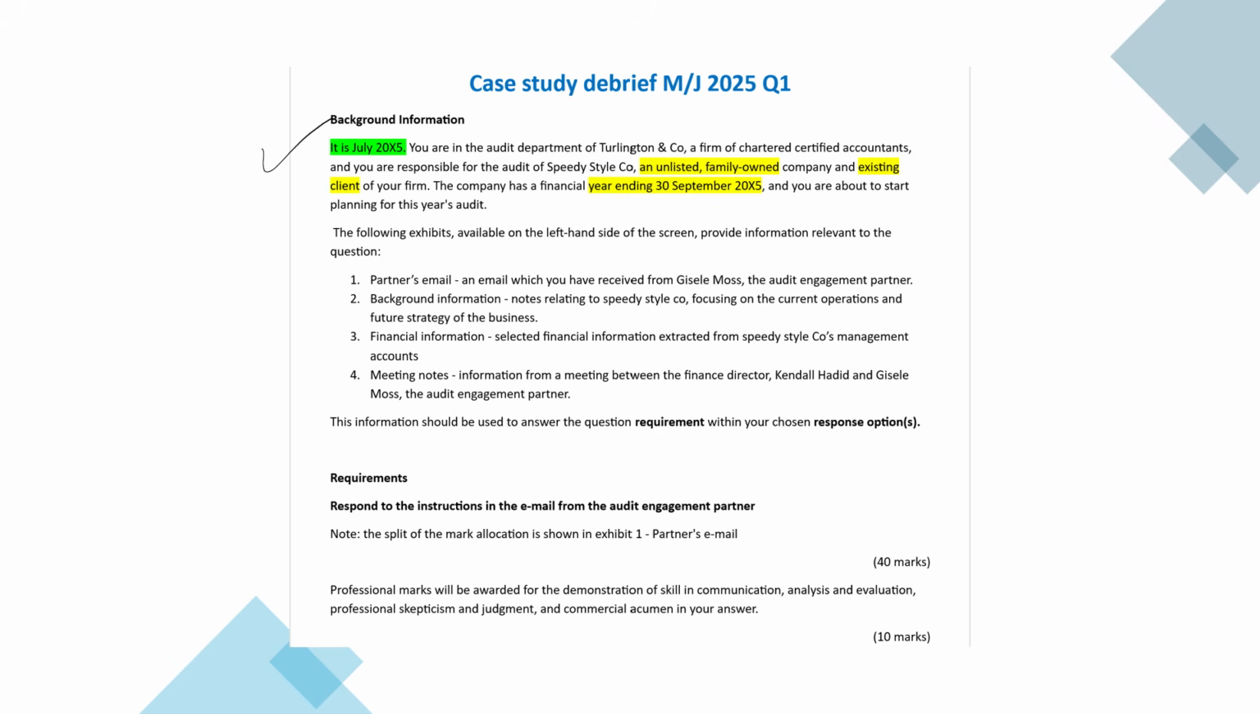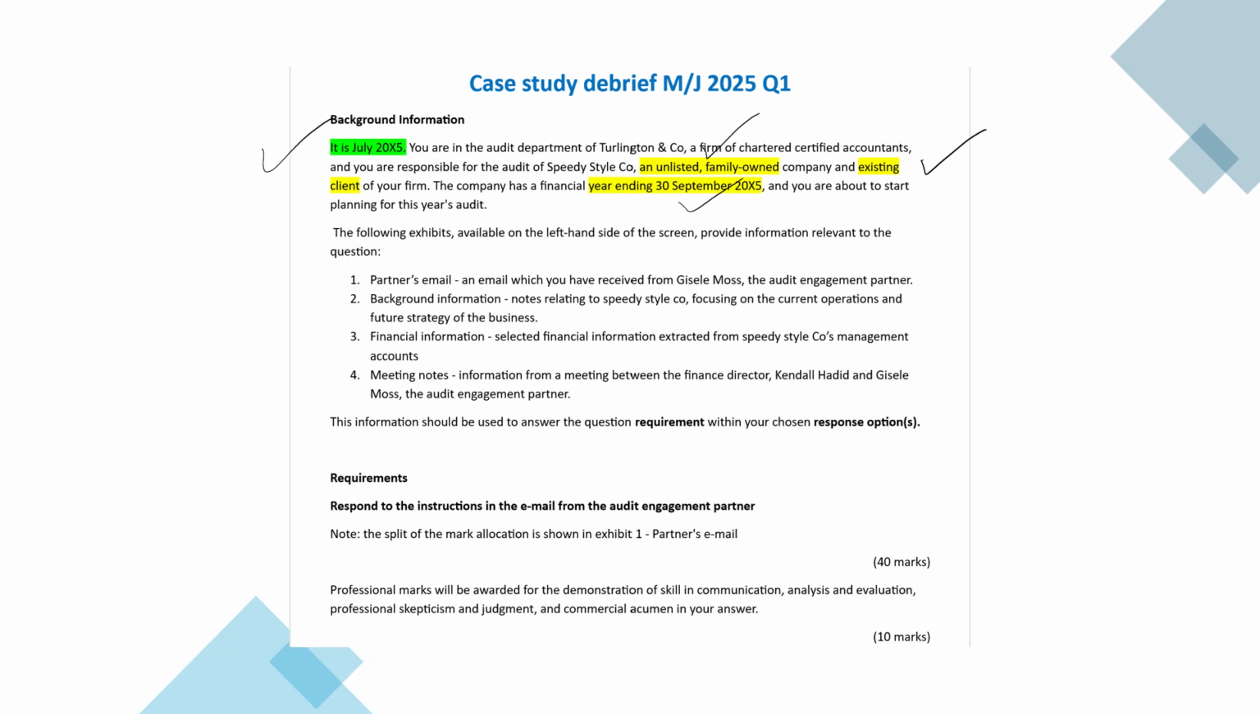Today's date is given, it is the 1st of July. Your client is an unlisted family-owned company and it is an existing client, and their year end is the 30th of September. Now, these are points that I will be highlighting. I make sure I remember them because I'm going to use this information later on. We have the list of exhibits given. I won't really worry too much about this. It doesn't matter what the names of the exhibits are. I'll have to go and read them anyway.